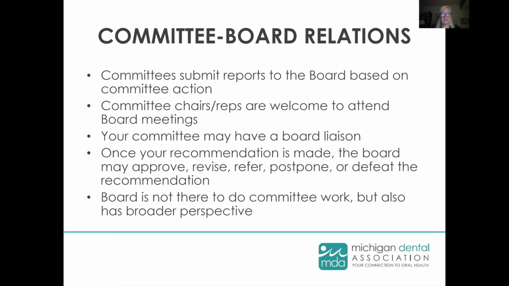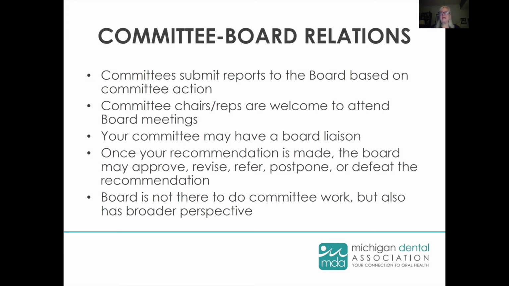And we do publish the schedule. Your committee may have a board liaison or may not. It really depends on whether you've asked to have a board liaison or whether the board feels that there is a need for more communication back and forth between your committee and the board.